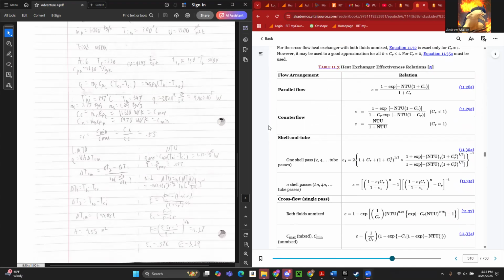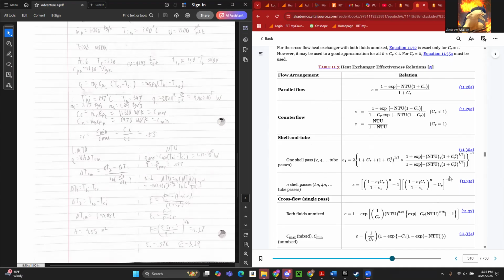So, if you look at the textbook in chapter 11, I have currently brought up table 11.3. This table has to deal with heat exchanger effectiveness relations with what exactly type of heat exchanger you are using. So here we can see a shell and tube, and it says that the efficiency is equal to equation 11.31a, where specifically n is equal to 2 because this is a shell and tube with two shell passes.